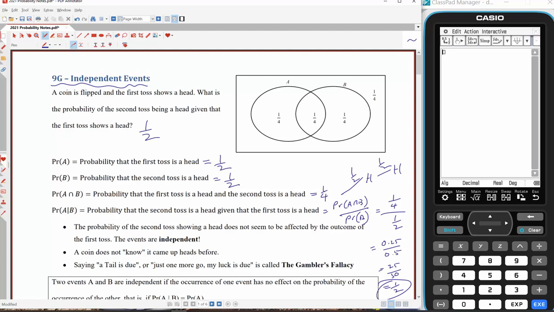Saying a tail is due, or just one more go, my luck is due, is called the Gambler's Fallacy. And I'm afraid we've all probably said that. Even very talented mathematicians have said this, and we've fallen for what is known as the Gambler's Fallacy.